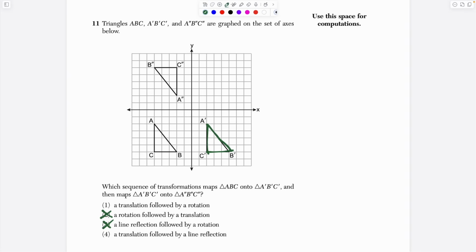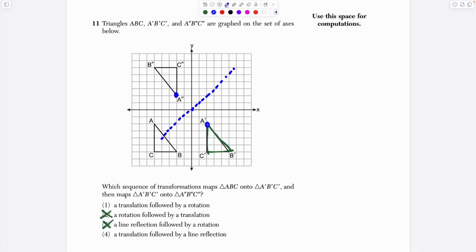But now we have to think about how do we get from this triangle over to this one? So we have to decide between a rotation or a line reflection. Well, from here, there's a few ways we could go, but let's think about how would you get from this point over here to this point over here. Notice that we would be rotating 180 degrees about the origin. So that would be one way to get from A prime to A double prime. Now, we could also look here and say, well, what about if I reflect over the line y equals x?